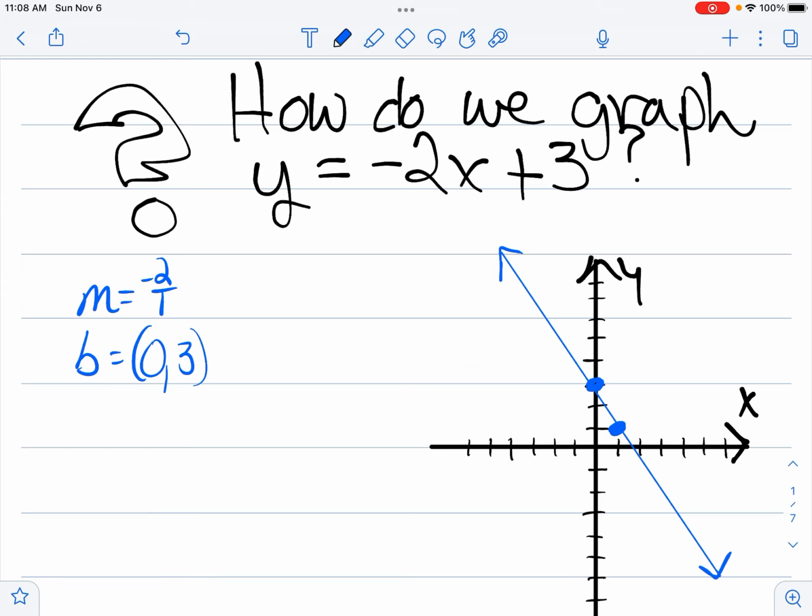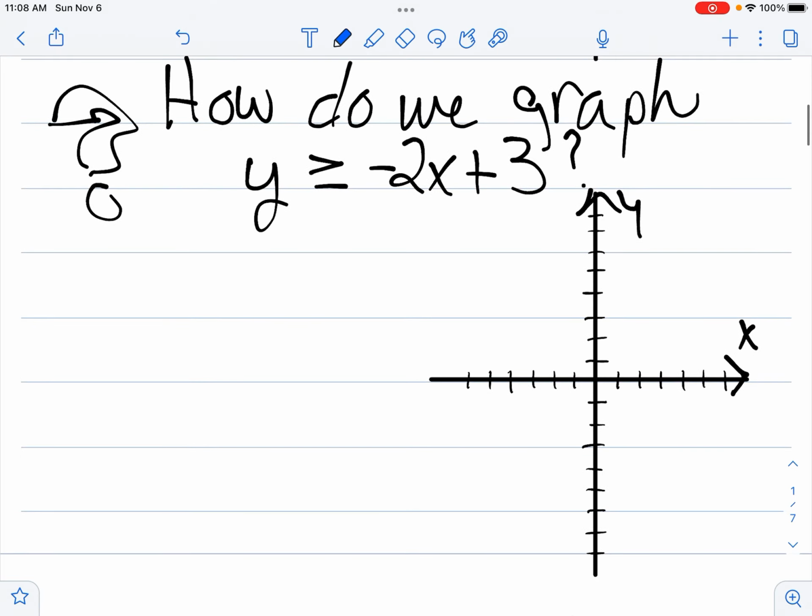Now the question becomes, how do we graph this relationship? y is greater than or equal to -2x plus 3. I'm going to give you a few minutes to try some experimentation on this. So I want you to pause the video and just try a couple of things. And then I will once again see you on the other side with some more specific information.